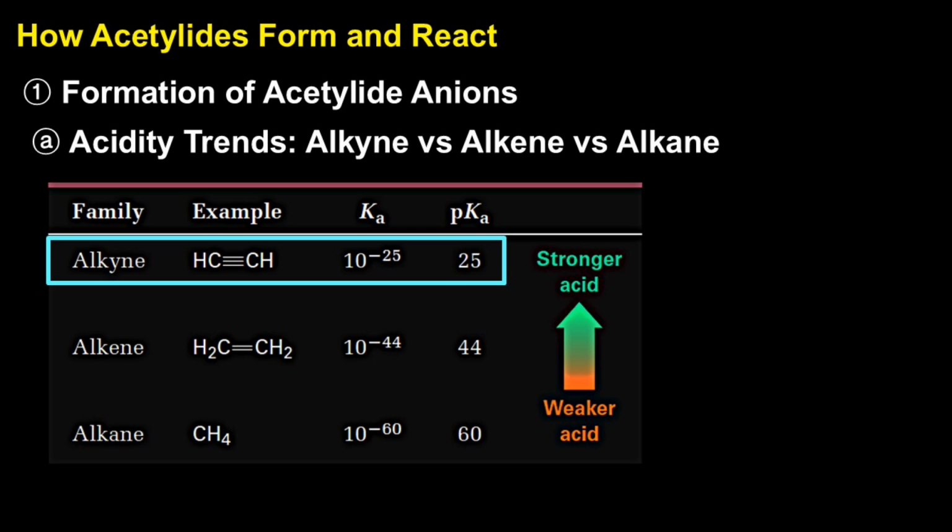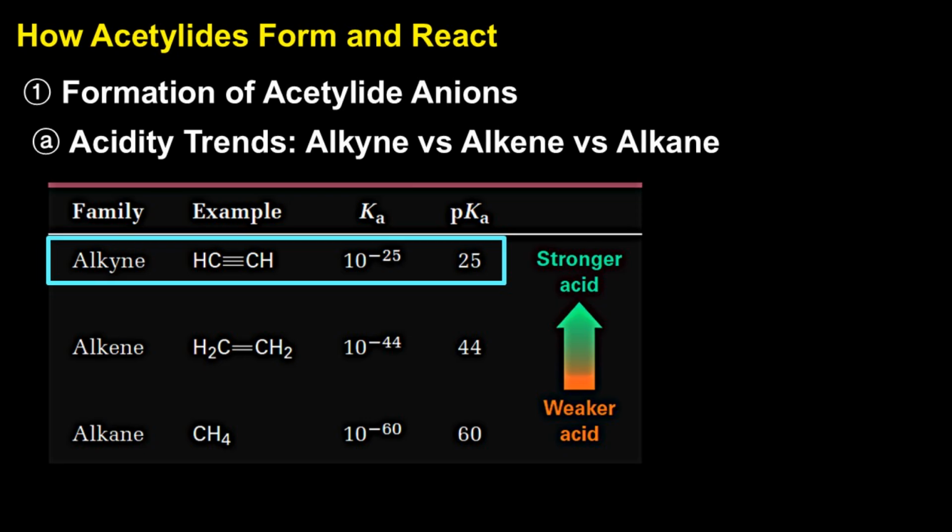So let's start with this. How do we actually get an acetylide anion? It all comes down to the acidity of terminal alkynes. Take a look at this comparison. If you line up a terminal alkyne next to an alkene or an alkane, you'll notice something interesting. The alkyne has a pKa of about 25, while the alkene is way up at 44, and the alkane even higher, around 60. That tells us terminal alkynes are much more acidic than the other two.